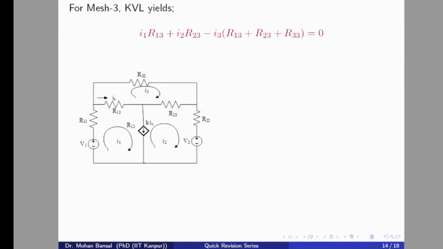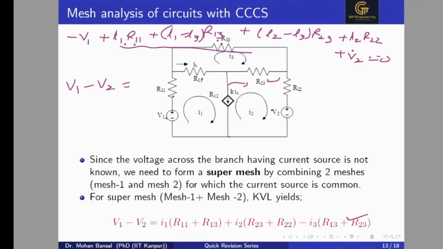And the second equation we can get from mesh 3, which is similar to the previous one. So here we are getting I1 R13 plus I2 R23 minus I3 (R13 plus R23 plus R33), which is equal to 0. Now what will we do? We have only two equations, but we have three variables.